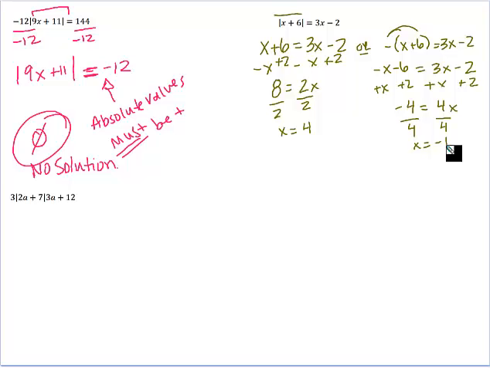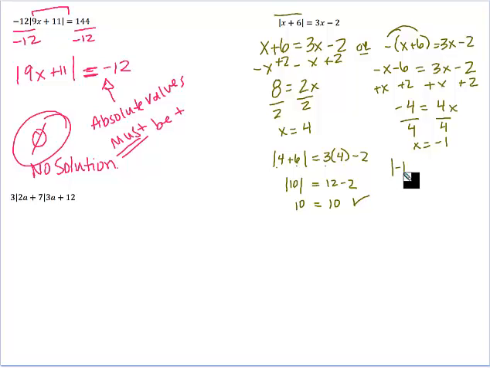So if x is 4, that means we have the absolute value of 4 plus 6. Does that equal 3 times 4 minus 2? 4 plus 6 is 10. Absolute value of 10 is 10. 3 times 4 is 12 minus 2. 12 minus 2 is 10. 10 equals 10, so it works.